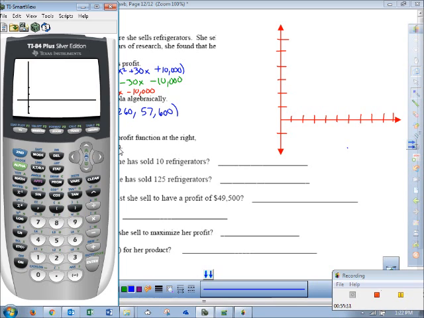Is that a decent view of that parabola right there? All brought to you by finding the vertex first. Finding the vertex, knowing what to do. Cool?